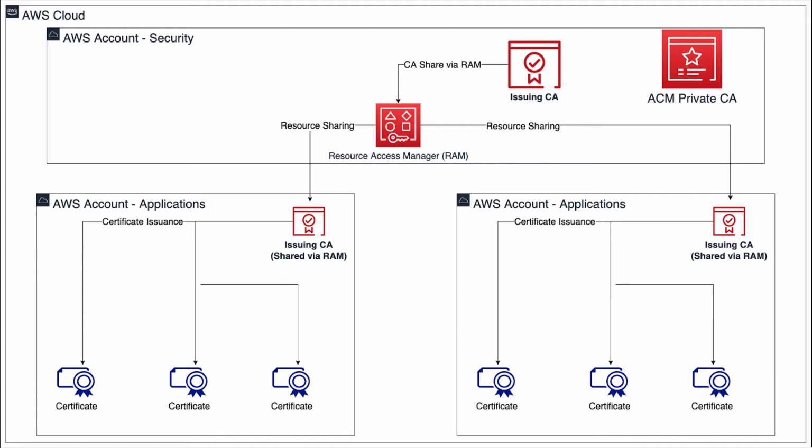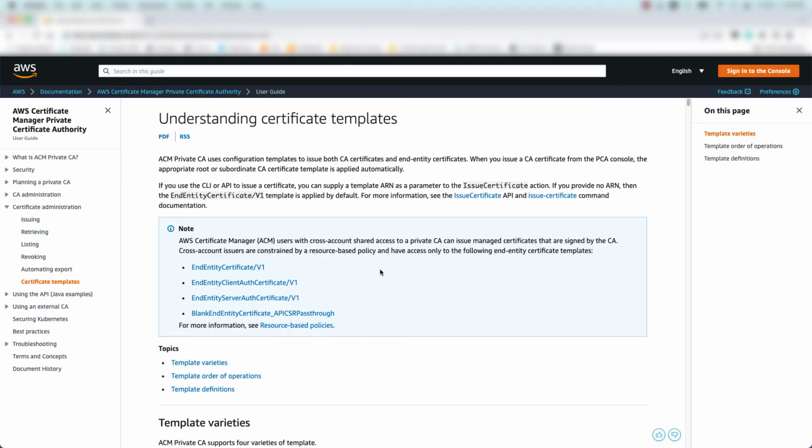However, there is a key limitation to keep in mind. I'll switch over to the AWS documentation to provide a visual. As we can see in the private CA documentation, AWS Resource Access Manager only supports a limited number of certificate templates when sharing a private CA. This will mean sharing CAs with RAM will not be applicable to every use case, but if it makes sense for your application, it is a fantastic way to reduce the cost of hosting CAs in multiple accounts.